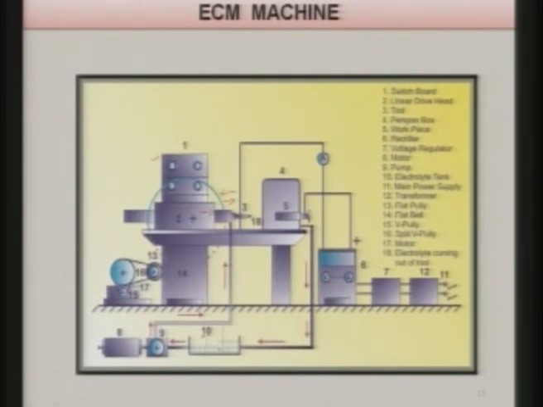4 is the perspex box that you can see here, this is the perspex box where workpiece is there, tool will move inside the perspex box and then start machining this particular workpiece. Workpiece is 5. There is a rectifier number 6, as you can see here, rectifier. The purpose of the rectifier is to convert AC into the DC power supply, and then there is a voltage regulator 7. This regulator regulates the voltage which is to be supplied to the rectifier.